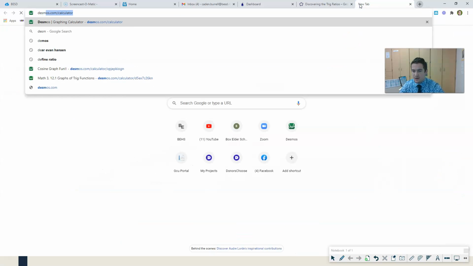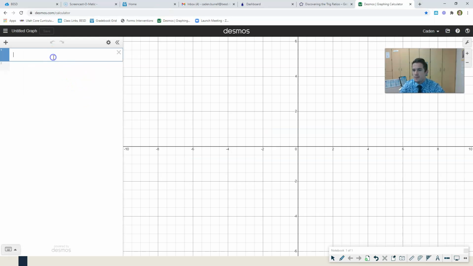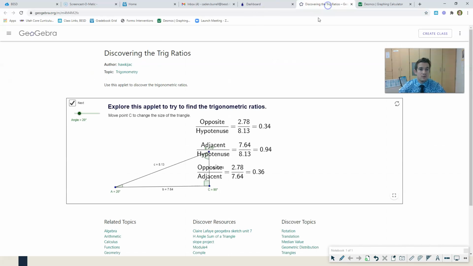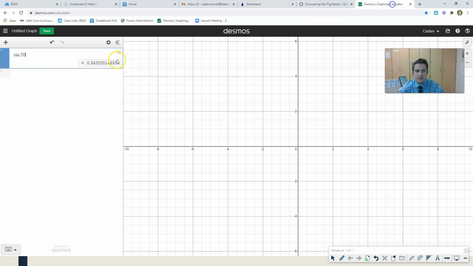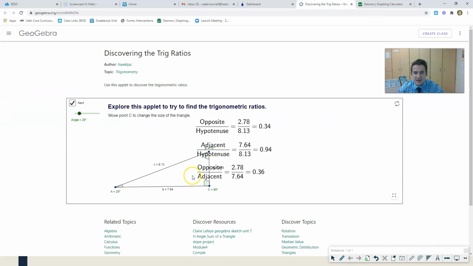Well, let's check something out here. Let me pull up Desmos. I'm going to go ahead and type in Desmos, sine of 20 degrees. I'm going to make sure my calculator is in degrees in the settings. Sine of 20 degrees is 0.34. What was the cosine, adjacent over hypotenuse, of 20 degrees? 0.94. So cosine of 20 degrees is 0.94, 0.93969, whatever. Tangent of 20 degrees is 0.36, and alas, tangent of 20 degrees was 0.36.